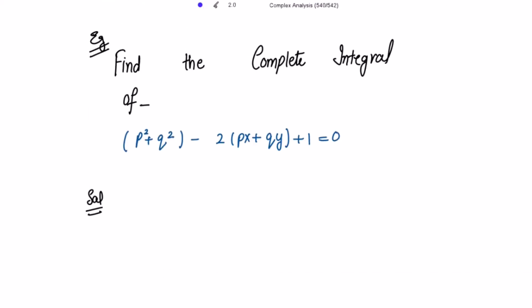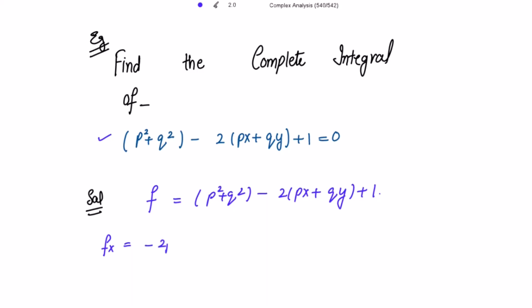We need to find the complete integral of this equation. For that, let's take our f to be the left hand side of this given equation. And then we need to find the details. What is the derivative of f with respect to x?